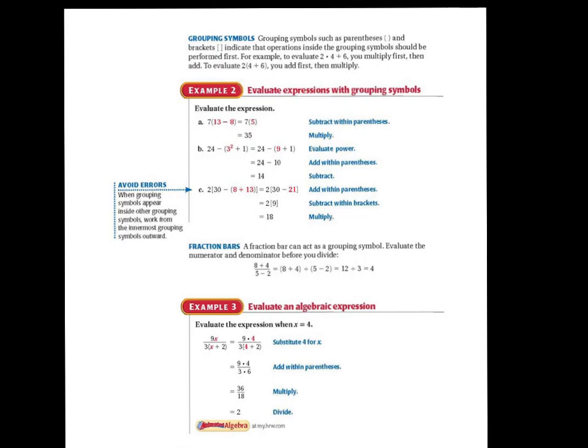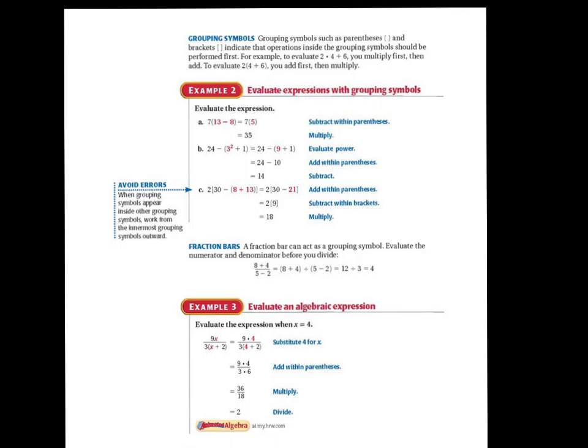Okay, so as I said, the first thing we need to do is parentheses. So if you look up here, we have 7 times 13 minus 8, which is inside the parentheses, so we need to do that 13 minus 8 first. So 13 minus 8 obviously is 5, so 7 times 5, that just gives us 35.